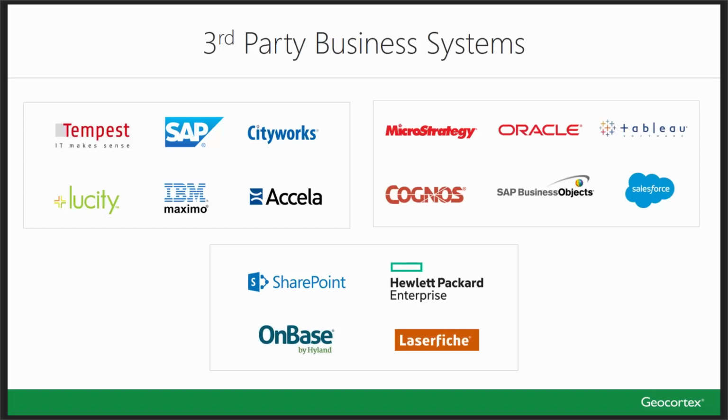Some third-party systems, these are just examples. There's many more, but these are the types of systems that are kind of common. Virtually any third-party business system or data source you're currently using can be integrated into a Geocortex application. So let's talk about some of the third-party business systems that can be integrated.